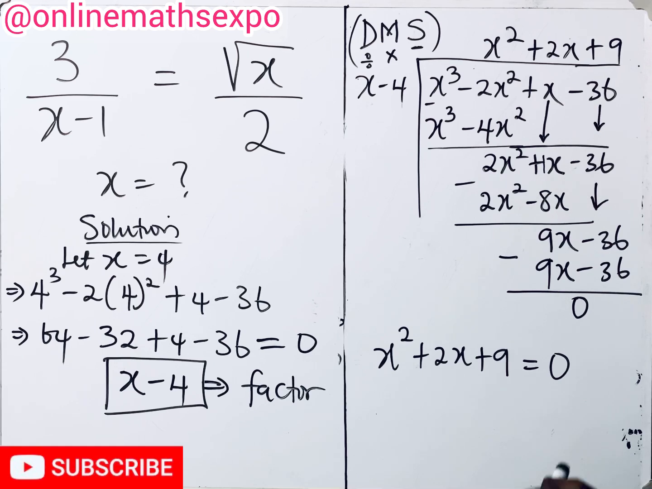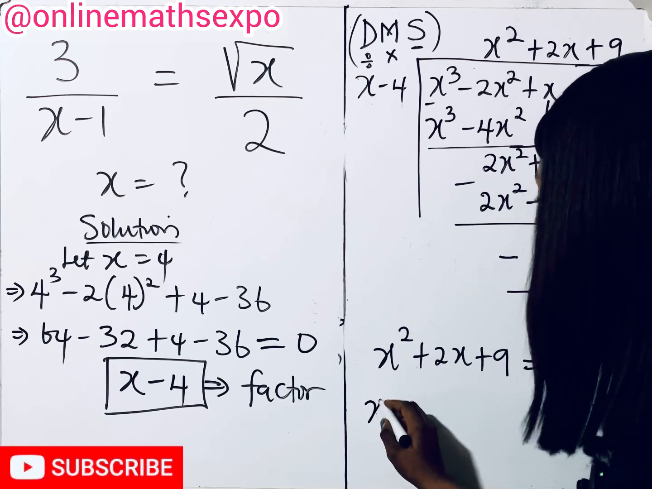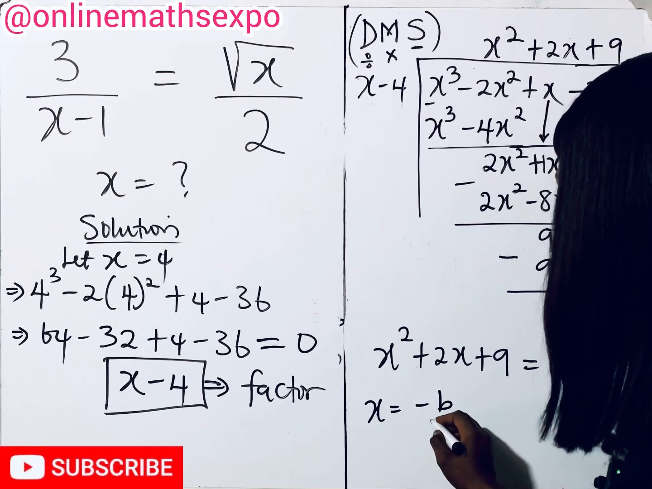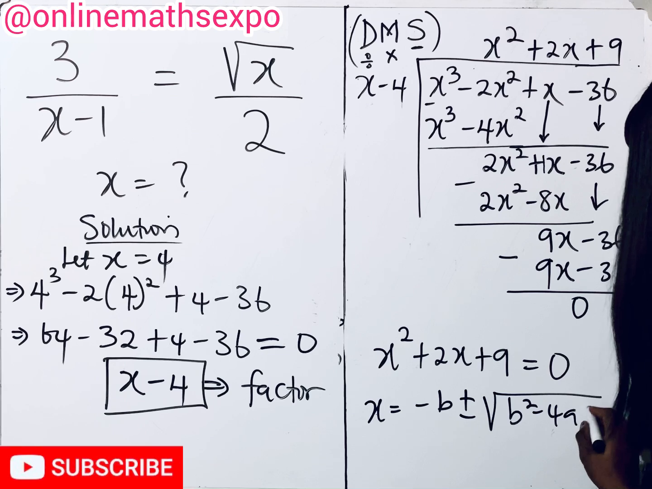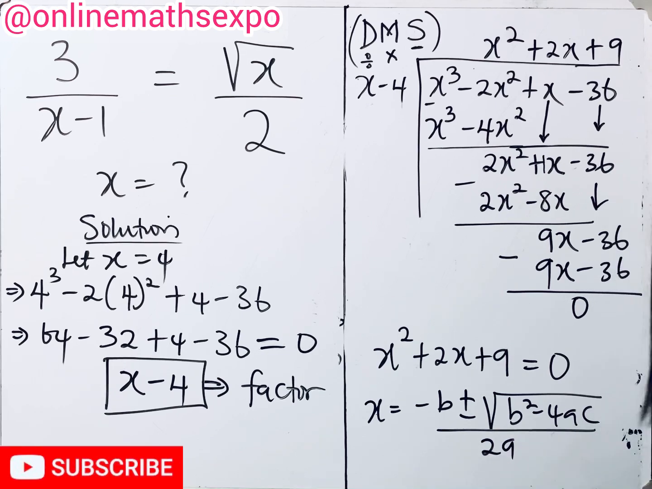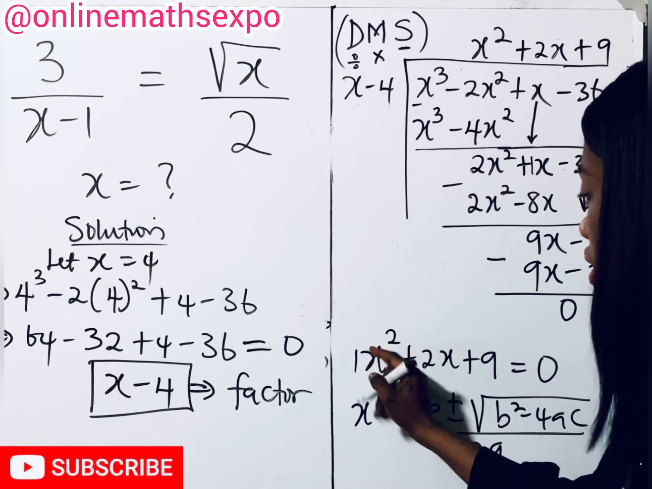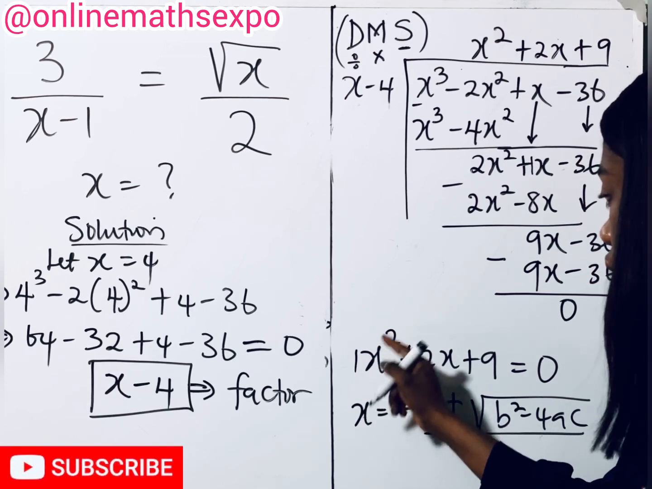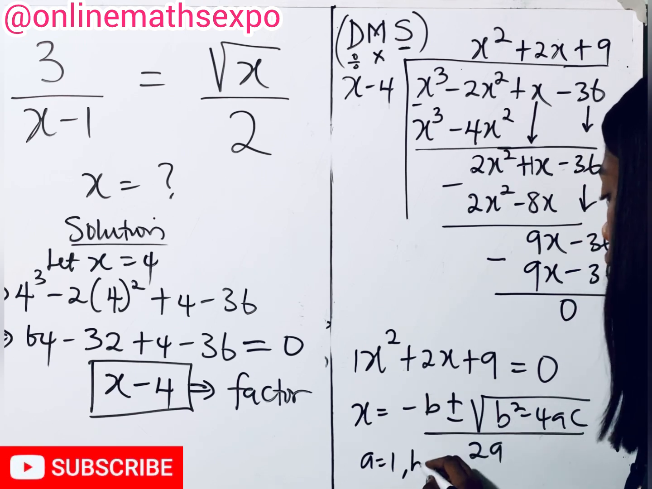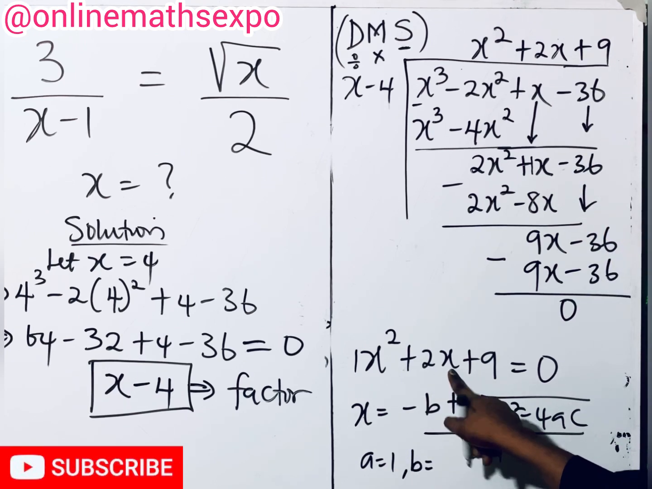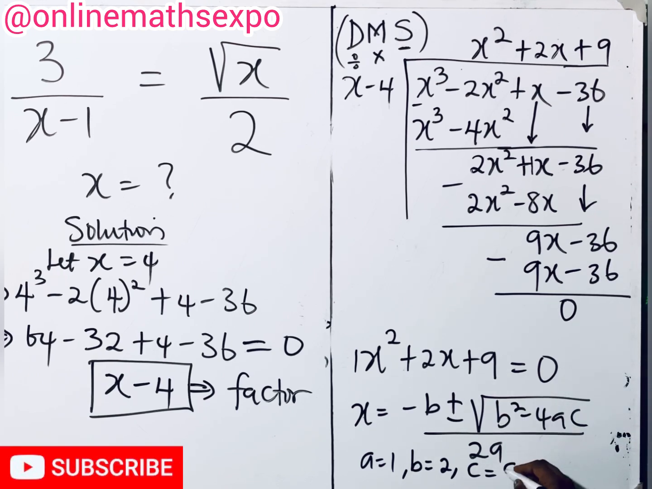Let's solve it. Okay, so we are going to use the formula method. And in the formula method, x is equal to negative b plus or minus square root of b squared minus 4ac over 2a. Did you see that? Now, our a here is the coefficient of your x squared. So our a is going to be 1. Then your b is going to be the coefficient of x, which is positive 2. And our c is going to be the constant, which is 9.